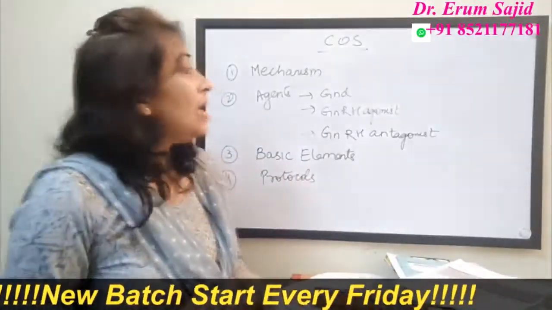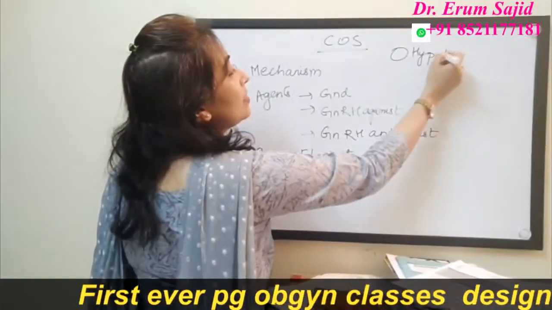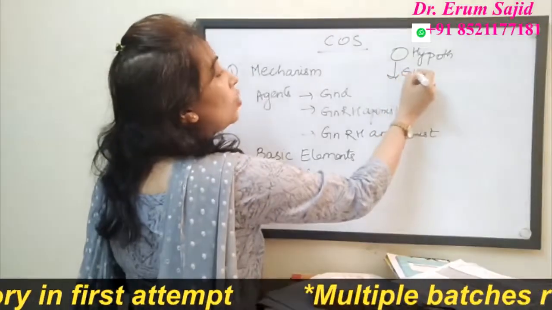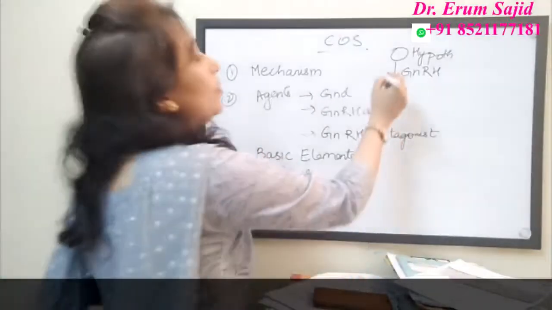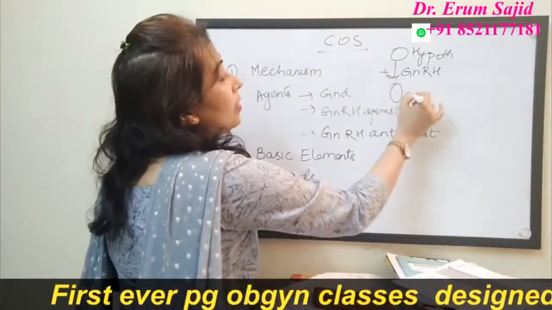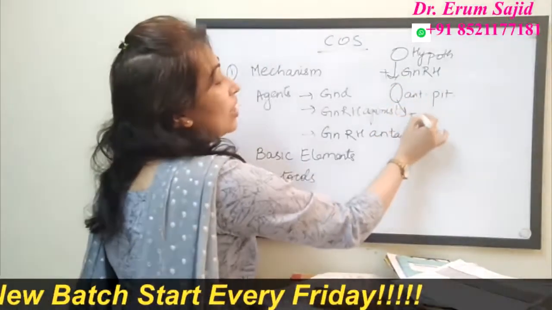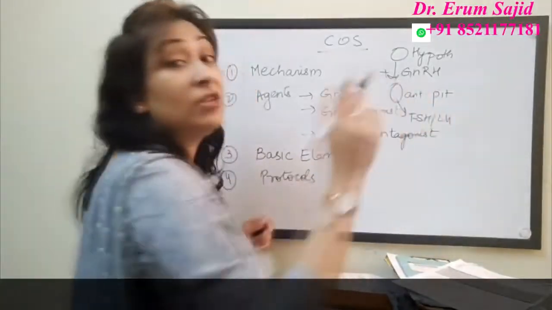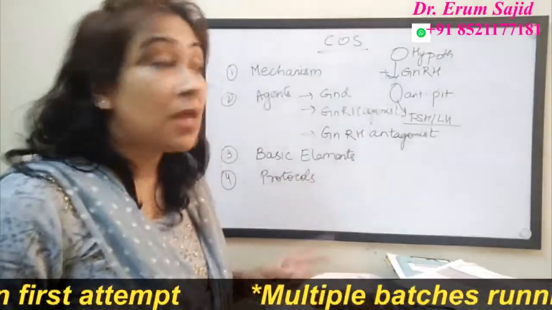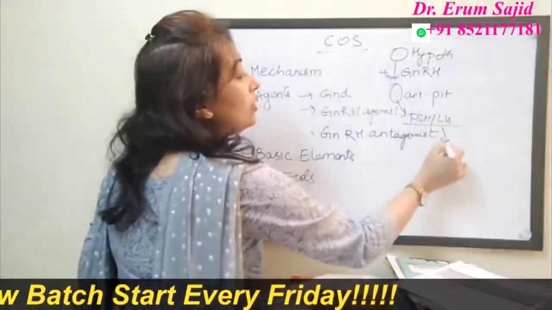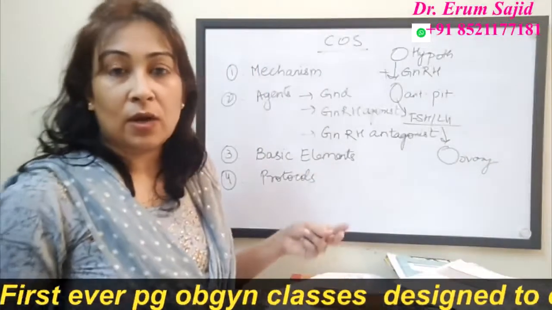In brief, you know that this is the hypothalamus, okay? The hypothalamus releases the gonadotropin releasing hormone, GnRH. This stimulates the anterior pituitary, which finally secretes the FSH and LH hormones, which are your gonadotropins. We call FSH and LH the gonadotropins. This FSH and LH act on the ovary, and of course they are responsible for many functions.